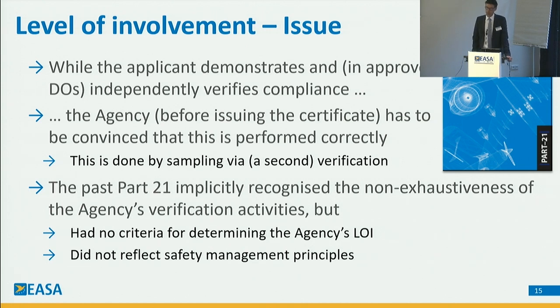While the applicant demonstrates and independently verifies, the agency, before issuing the certificate, has to be convinced that this is performed correctly. So not really changed. This is done by sampling via a second verification, and Part 21 implicitly recognized the non-exhaustiveness of the agency's verification activities, but we had no clear criteria in place for determining the agency's LOI, and it did not reflect safety management principles. So based on ICAO Annex 19, safety management, this is the first step to include this.